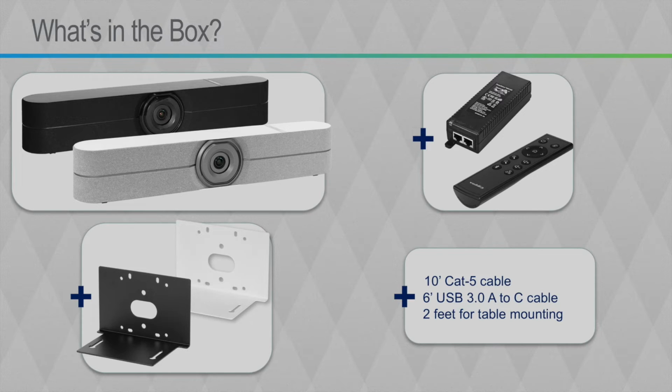So what comes in the box? Your HuddleSHOT of the color choice that you prefer, a matching wall mount L bracket, a PoE Plus injector, a Bluetooth remote. Yes, this is the first time we'll be using our new Vaddio Bluetooth remote. It is not IR, it is a nice, sleek remote. A 10-foot category cable, 6-foot USB cable, and then there are also 2 little feet if you would like to set it on a table rather than mount it on the L bracket.